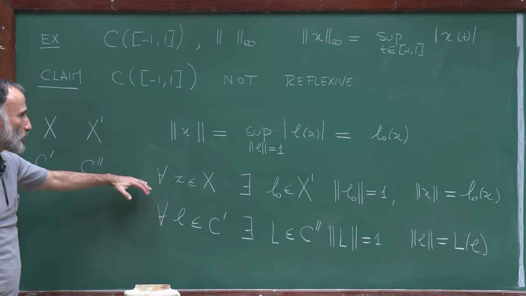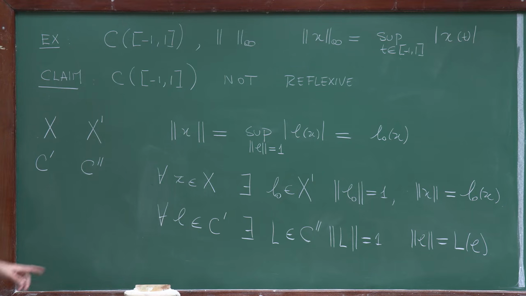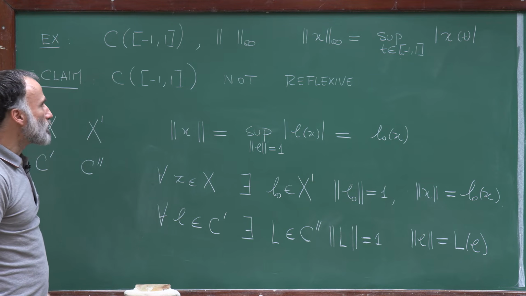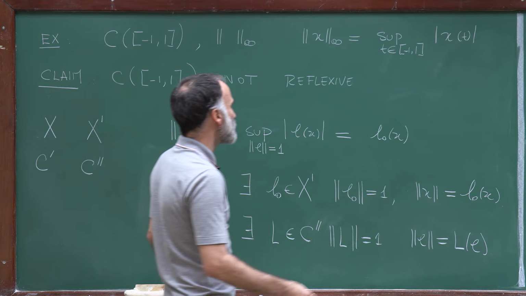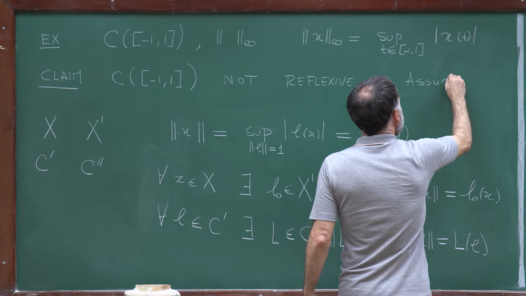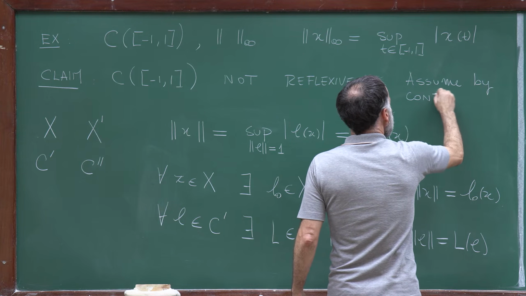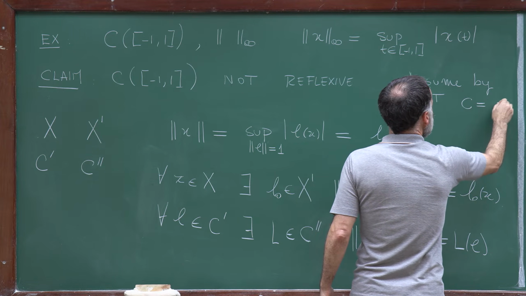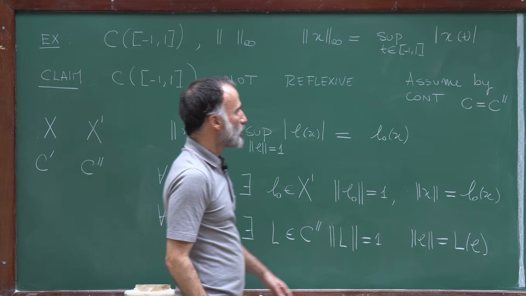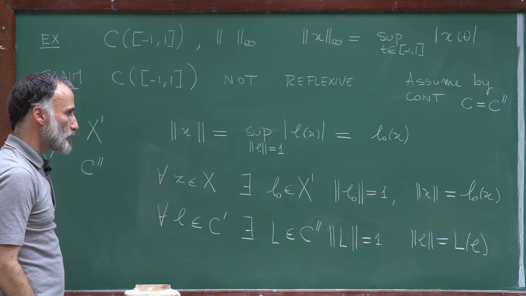So this is just to apply an old result in this special case. In order to prove that this space is not reflexive, I will assume by absurd that it is. So assume by contradiction that C is equal to C double prime. And from this identity, I will obtain a contradiction.